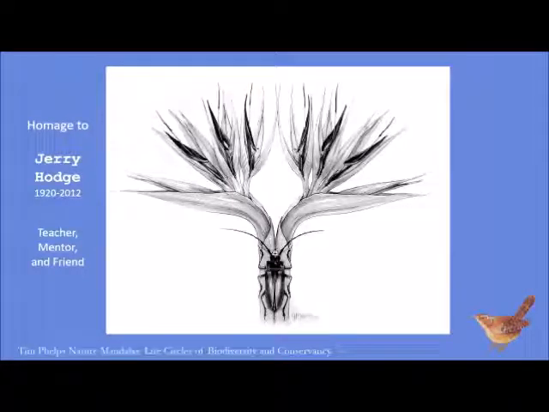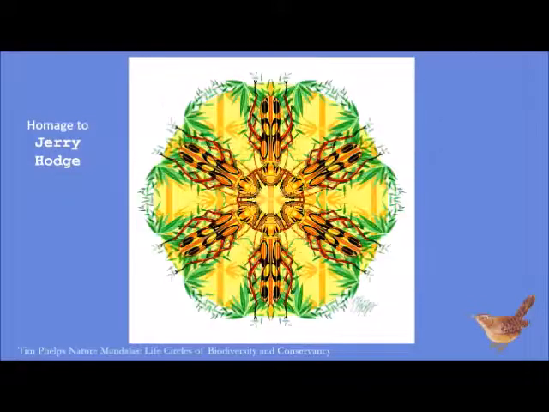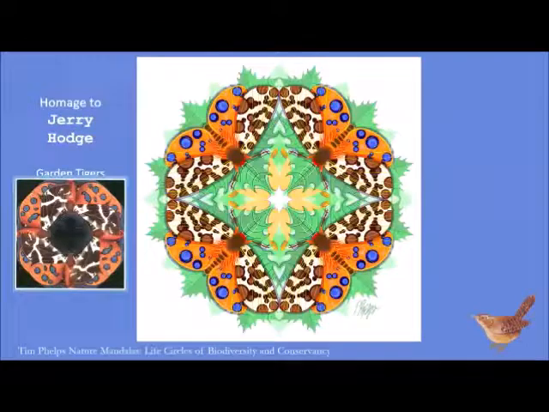So homage to Jerry Hodge, teacher, mentor, and friend. So this was his pen and ink drawing of a longhorn beetle on Bird of Paradise. So this is my derivative, thinking about him. And another. And he was known for his gouache paintings. And so he had created this painting of tiger moth, garden tiger moth wings. And I did the same with my mandala.